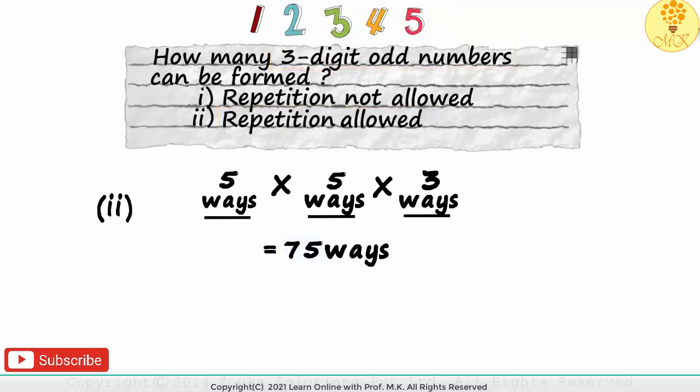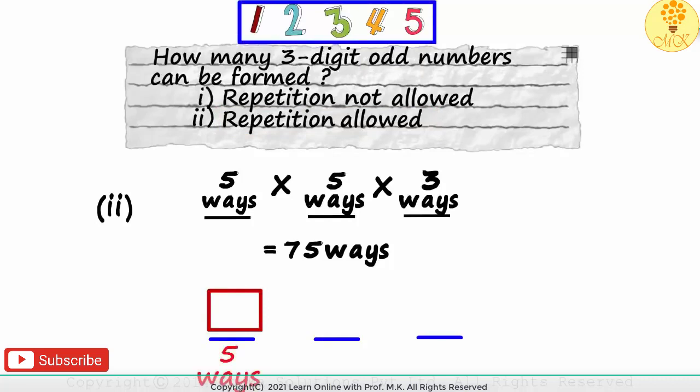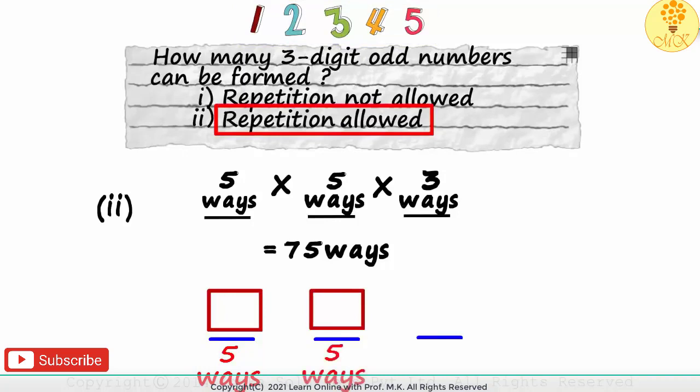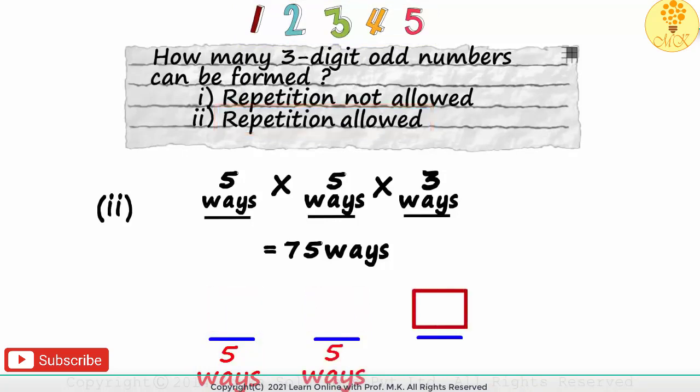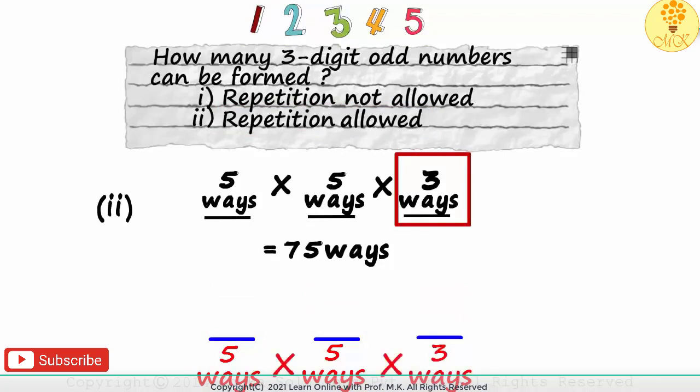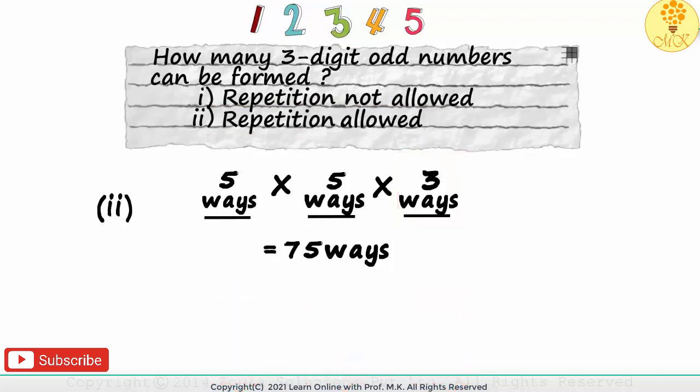Here's my last question in this session. If repetition is allowed, do we have to start with the condition? Let's say we start with the hundreds place. It can be filled with any of the 5 digits. It will be the same with the tens digit as repetition is allowed. And the units digit again can be filled in 3 ways. The answer does not change even if we start with the hundreds place.